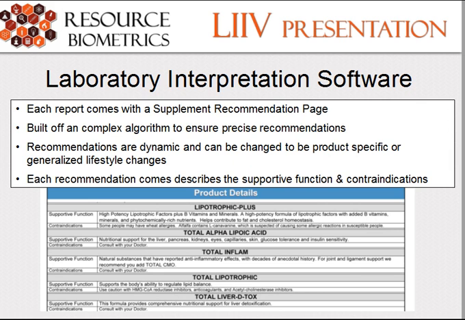Then the next page, and this is true for the questionnaire also, and we'll see that, but each report comes with a supplement recommendation page, and of course we can change this to be lifestyle, we can make it medications, we can make it whatever we want, right? It's going to pull from whatever data that we give it. But with this, it gives product information. It'll tell the patient the supported function of that and contraindication.